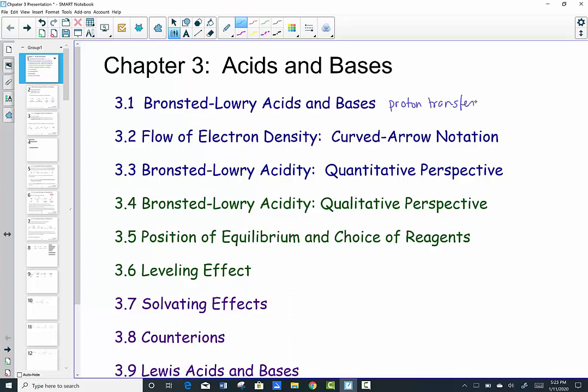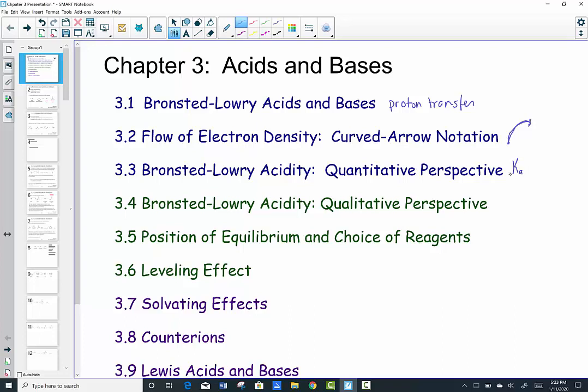We'll talk about the flow of electron density using those curved arrows. We had used the same thing, curved arrow notation, for resonance structures. We'll now understand how to apply that same designation of an electron-rich area moving towards an electron-deficient area for acid-base reactions. We'll look at a quantitative perspective of Bronsted-Lowry.